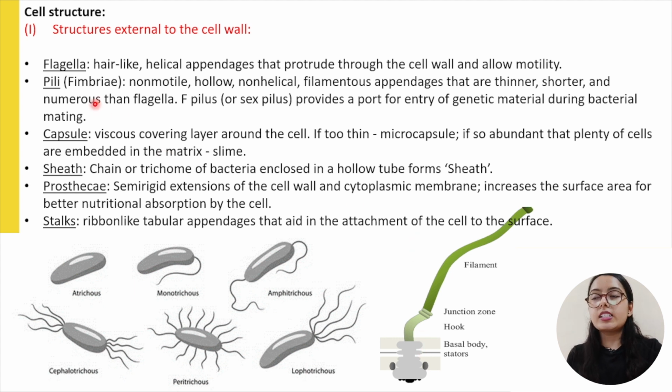Now the next structure which is external to the cell wall is pili or fimbriae. Unlike flagella, they are non-motile, hollow, non-helical filamentous appendages which are thinner, shorter and more numerous than flagella. As we saw in the image earlier, they were many in number, and they are not responsible for locomotion. The function of the pili is to provide a port where the transport of genetic material or DNA occurs. Such a pilus is called the F pilus or sex pilus, which provides a port for the entry of genetic material during bacterial mating.